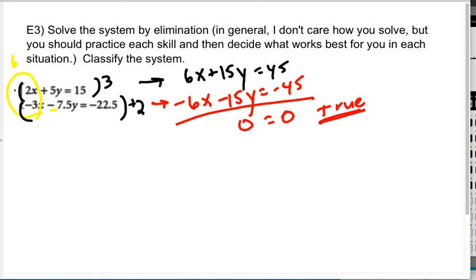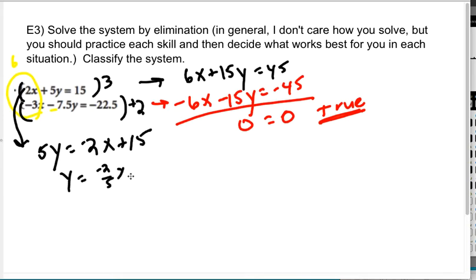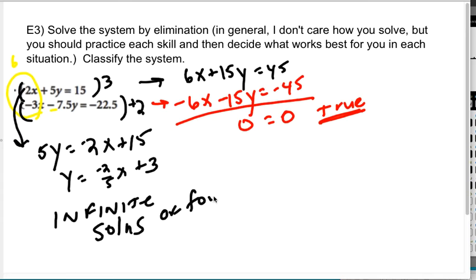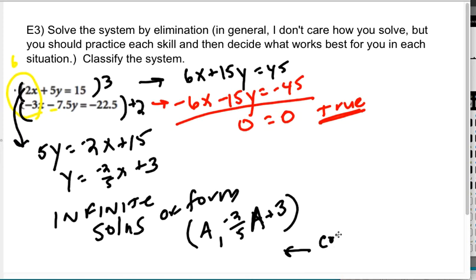So I'm going to go ahead and pick an equation, the one that I think is easier to solve for y. So I recognize that this is a 5y equals negative 2x plus 15. So that's y equals negative 2/5 x plus 3. So there are infinite solutions of the form a, negative 2/5 a plus 3, because if I plug in the letter a for x, then the y would be negative 2/5 a plus 3. Okay, and that would mean that this classifies as consistent dependent, because these are the same line, okay, consistent dependent.